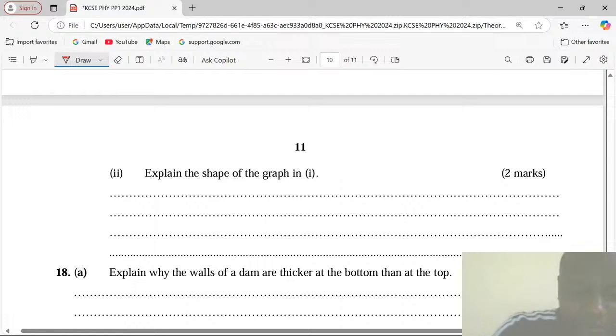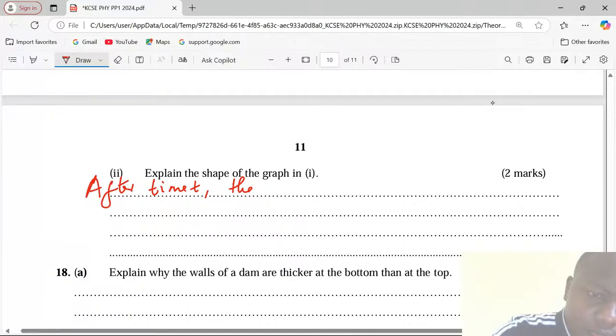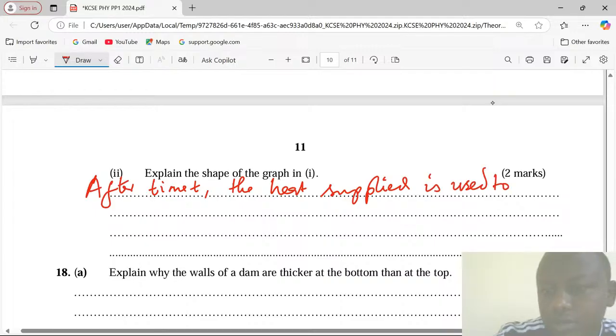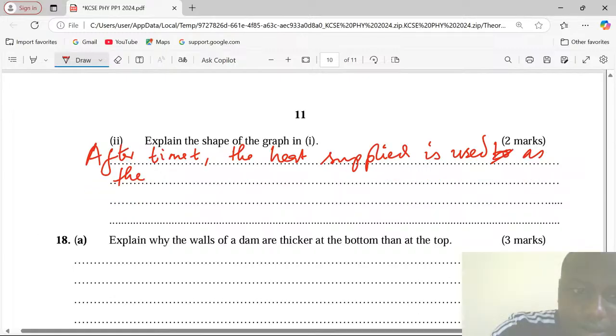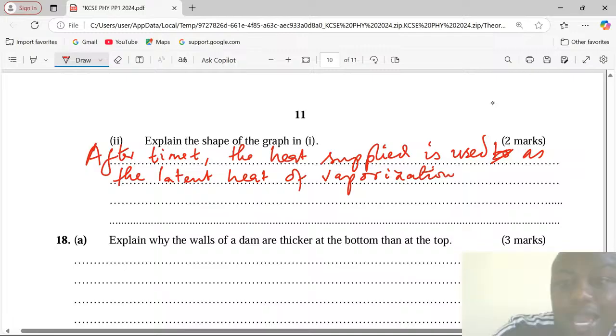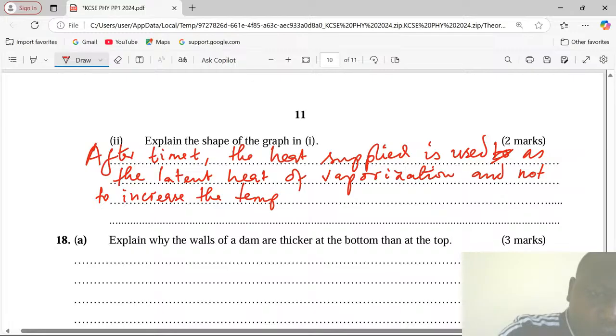Explain the shape. This is because after time t, the heat supplied is used as the latent heat of vaporization, and not to increase the temperature.